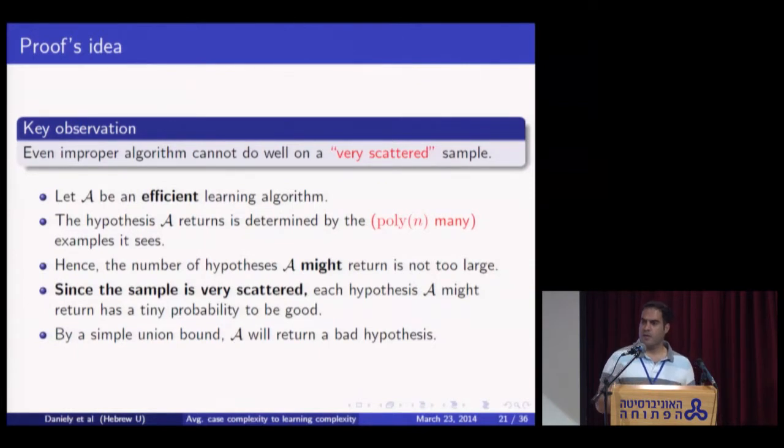Now, since the sample is very scattered, every hypothesis A might return will have a large error with very high probability, and since this number of hypotheses is not that large, by a simple union bound, we conclude that A will return a bad hypothesis. All these hypotheses will be very bad. Okay, so that's all. If you put in the numbers, you get the theorem I stated in the previous slide.